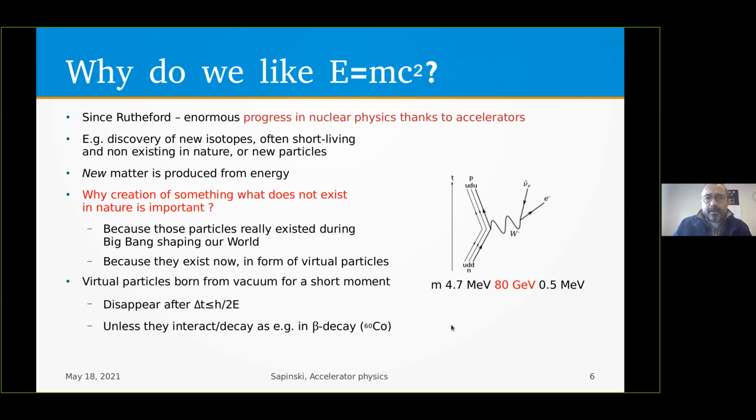Sometimes, or very often, they actually do not exist in nature, like we discover new particles and we don't observe them in nature. So why produce new matter from energy, thanks to E equals mc squared, which is the famous equation, the most famous equation in the world? Why is this important for us? Why is creating something that does not exist in nature important? I mean, it doesn't exist, so it doesn't affect us. Well, it's not so simple.